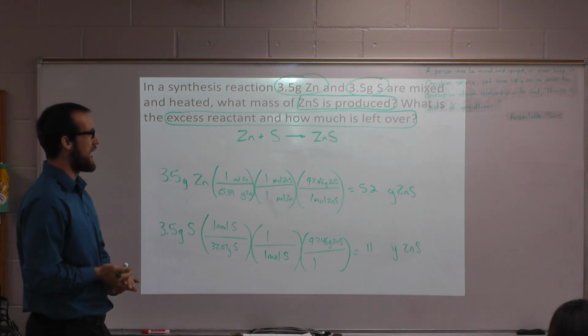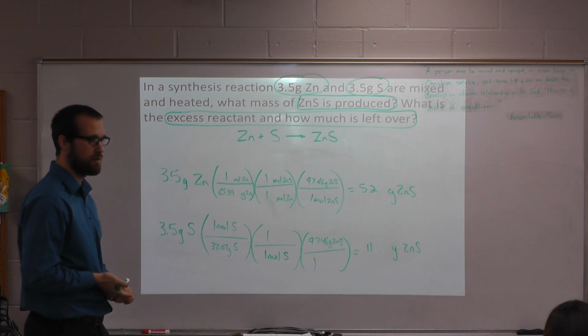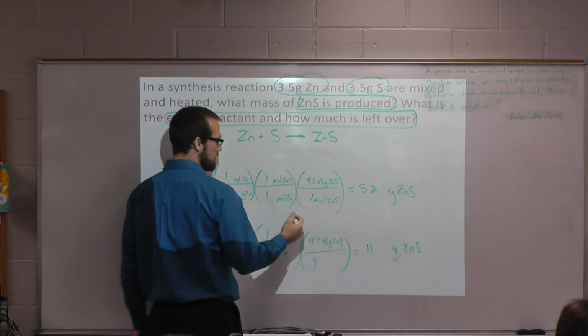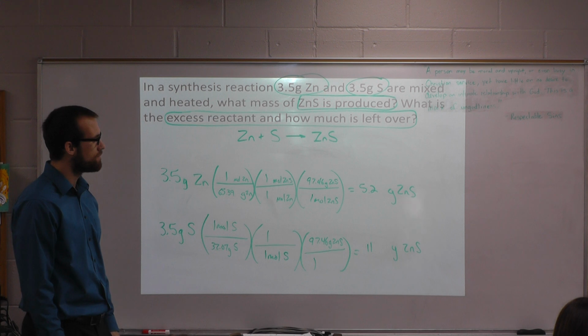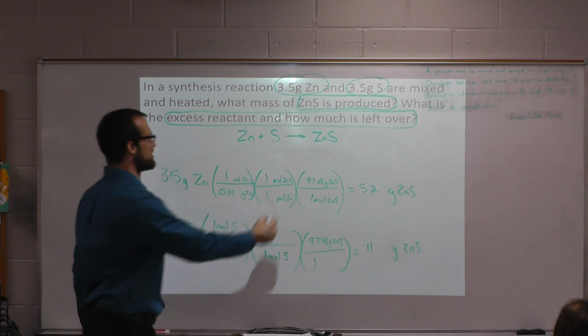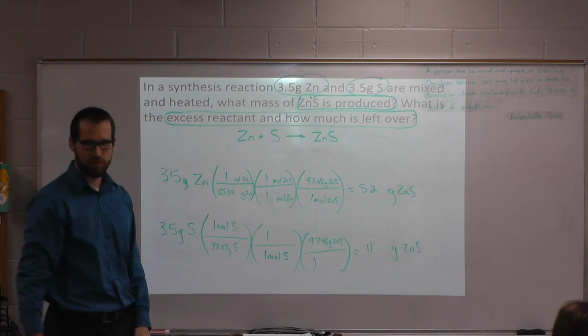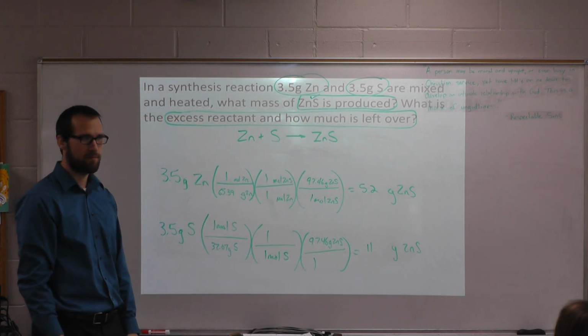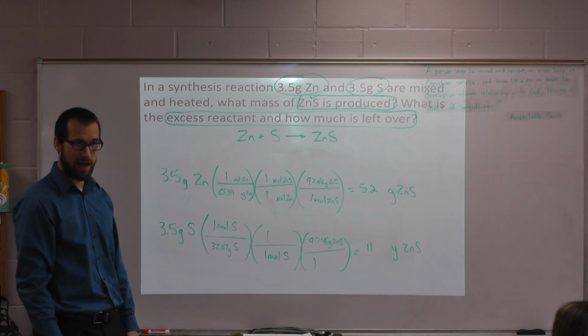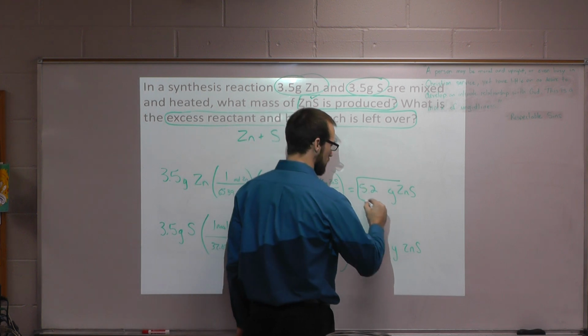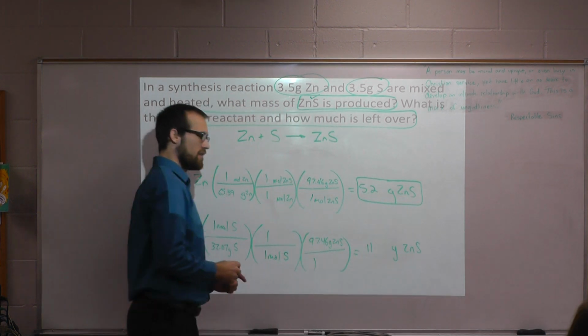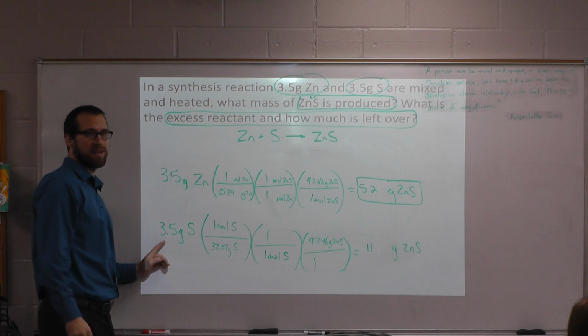What is the mass of zinc sulfide produced? 5.2. What would be the answer to this question here? 5.2. Why? Because that's how much you have enough of. But what about the bottom? That's how much I could produce if I reacted all of this.